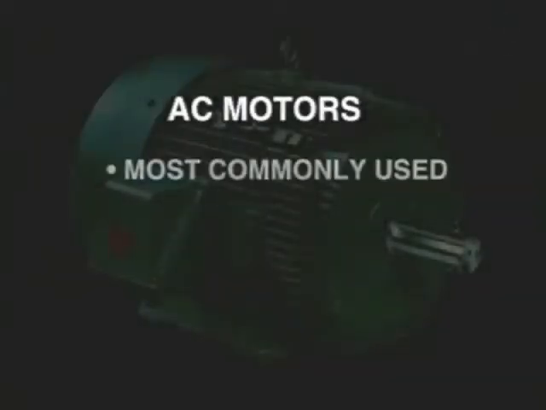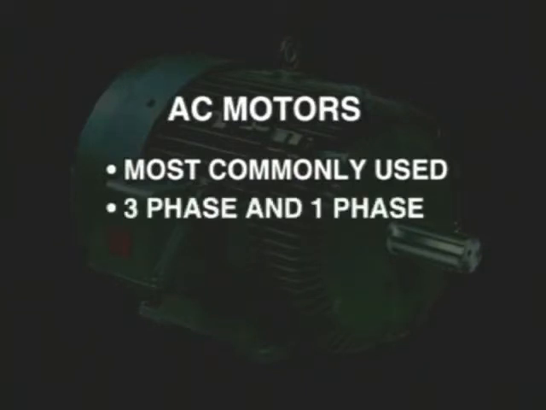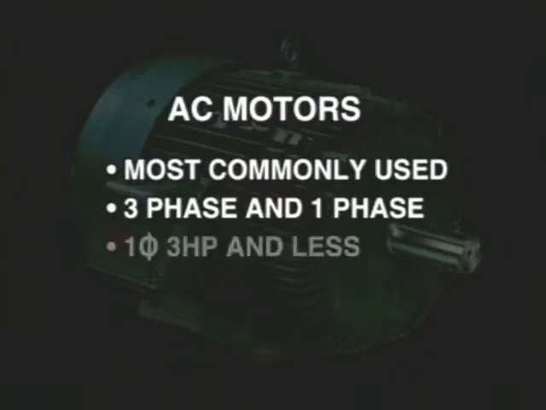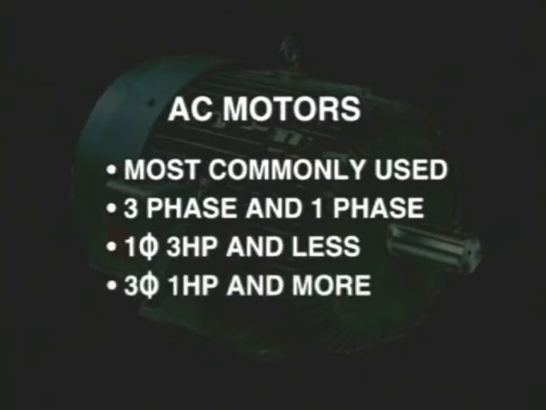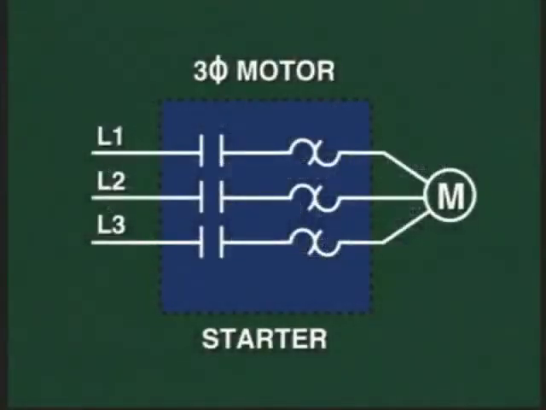AC motors are more commonly and widely used than DC motors in industrial applications and are available on three-phase and one-phase supply voltage systems. Most single-phase motors are less than 3 horsepower. On the other hand, three-phase motors are available in a range from a few horsepower all the way to several thousand horsepower.